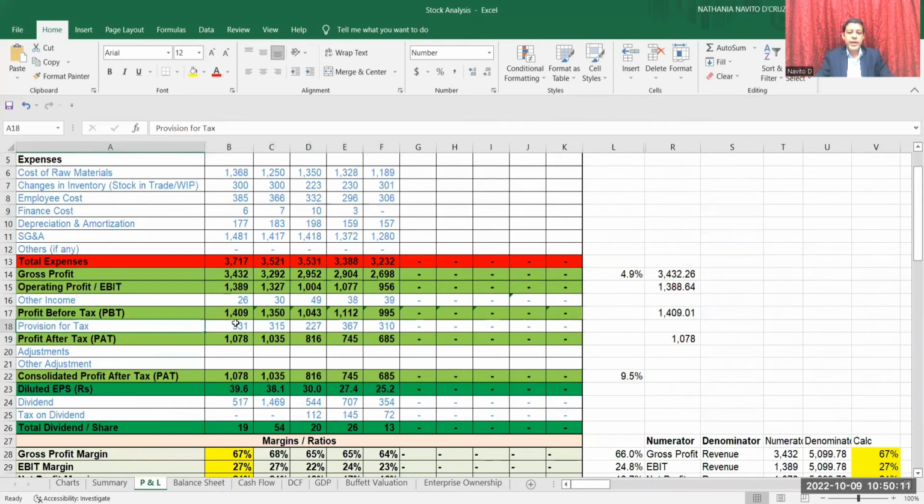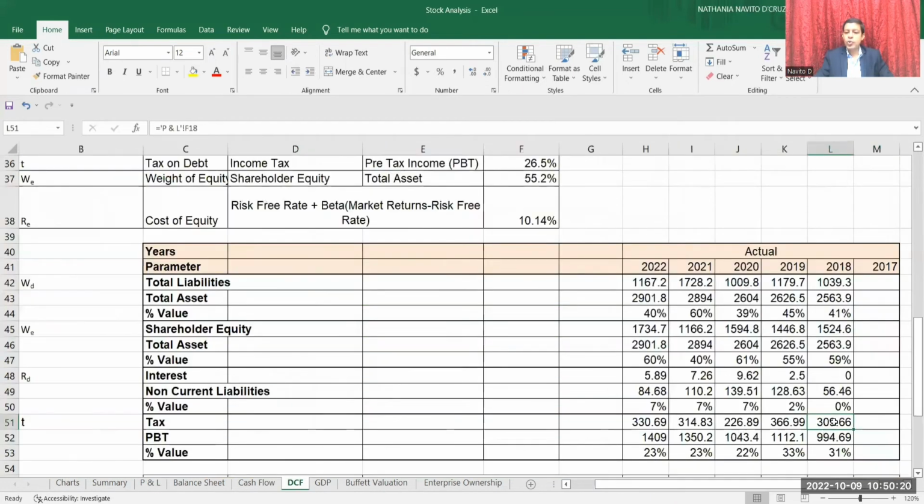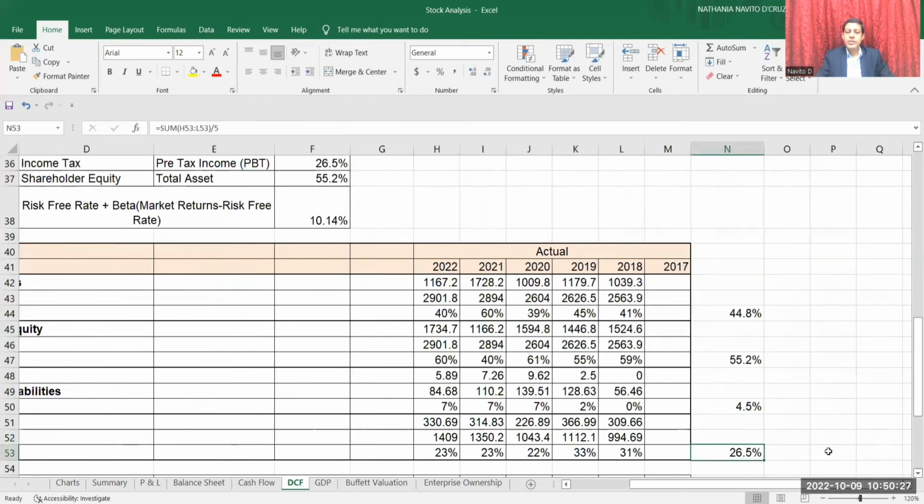F18, which is a provision for tax. And then we have the next value, that is our profit before tax. We have both these values. Both values we take into this table and we calculate the total percentage of tax. So by this we get the average percentage of tax which we have represented here.